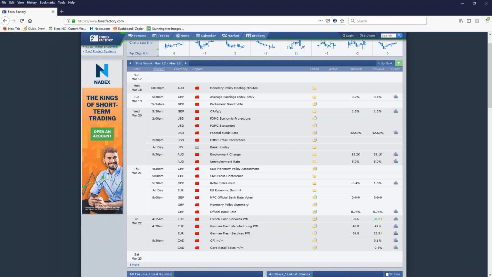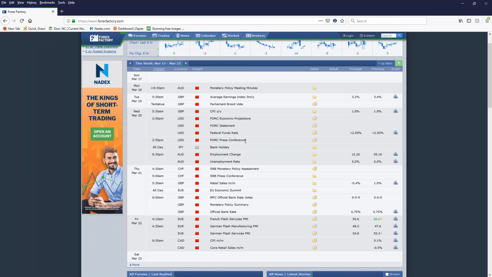So on Tuesday, we have the Parliament Brexit vote. Then on Thursday, we may have an announcement from the European Union on an extension, okay? But we also, on Wednesday, have the FOMC, and this is what is called the Quad meeting, okay? You have the FOMC economic projections, the statement, the funds rate, and the press conference.